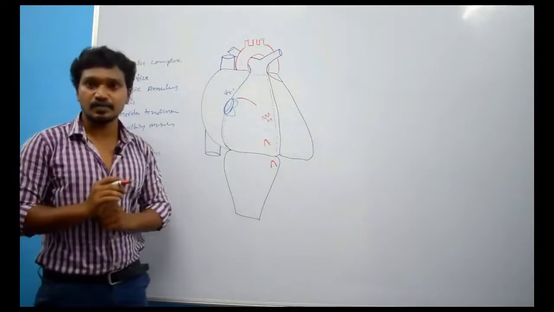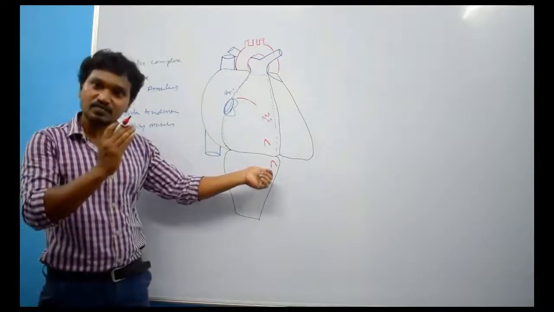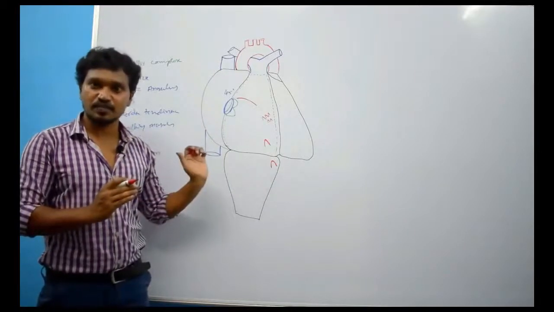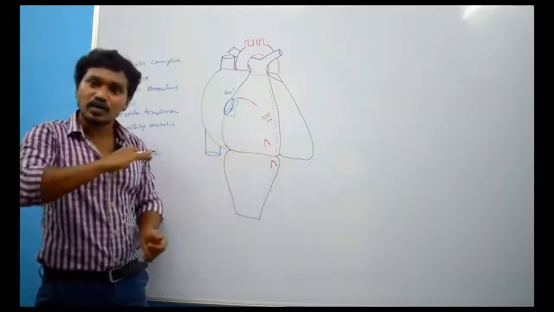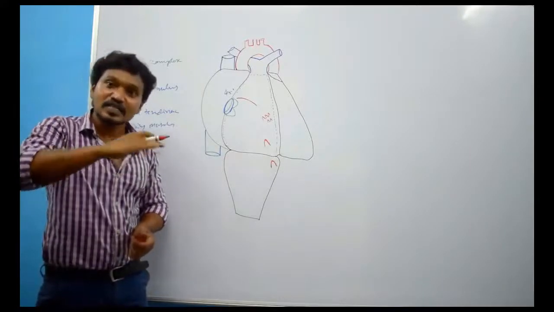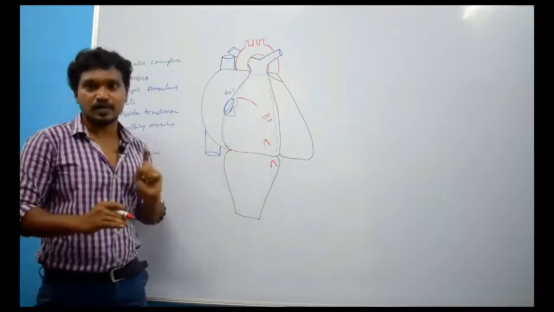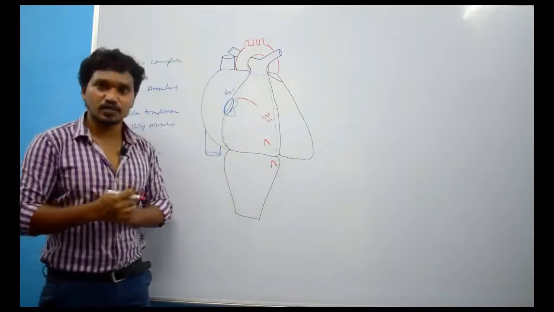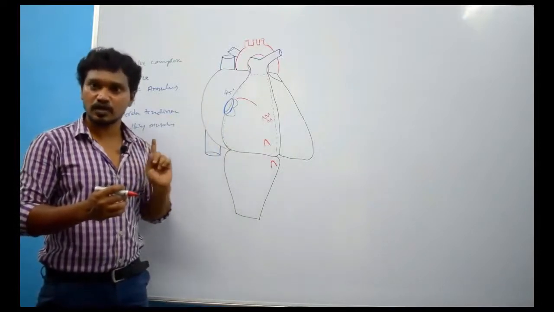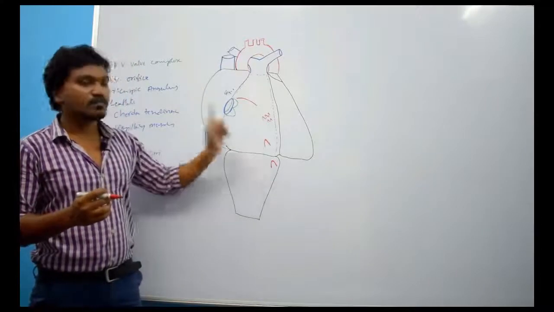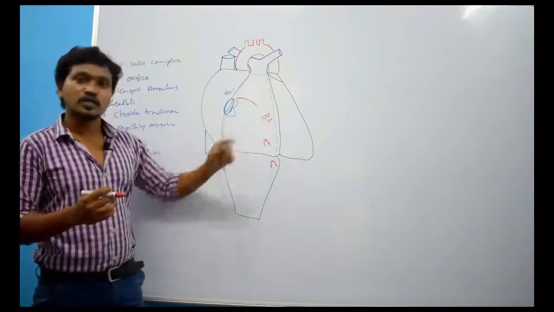The anterior papillary muscle attaches to the sternocostal surface, that means the inner surface of the sternocostal surface. Clear? Then the posterior papillary muscle attaches to the diaphragmatic surface, the inner surface of the diaphragmatic surface. Then the septal papillary muscles are small nipple-like projections. These nipple-like projections are what we call septal papillary muscles. Right? Now you know the different papillary muscles: anterior, posterior and septal.